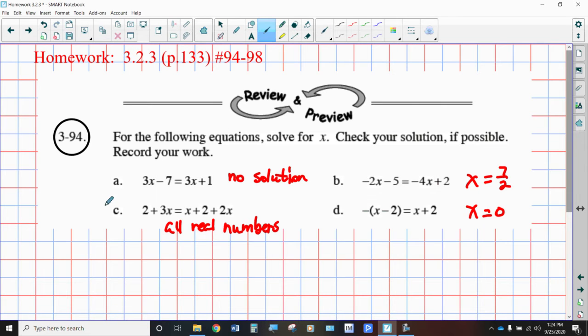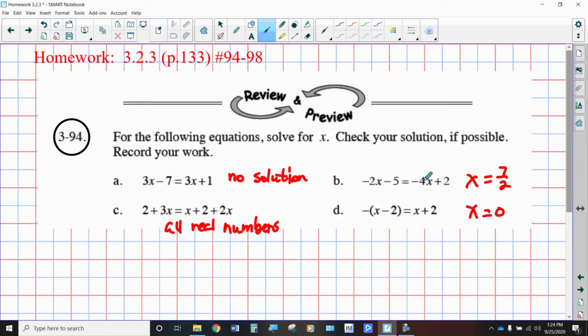All right, so let's put this into practice, solving for x and checking our solutions. Turns out there's no solution for a because 3x minus 7 can't be equal to 3x plus 1. There's no number that would ever make them equal to each other. And when you take away 3 x's from each side, you see -7 is supposed to equal 1. That doesn't work. That is absolutely not true. So there's nothing to check there because there's no solution.